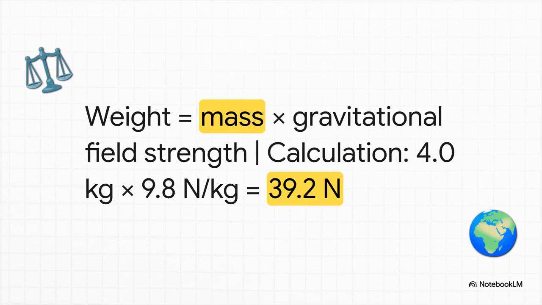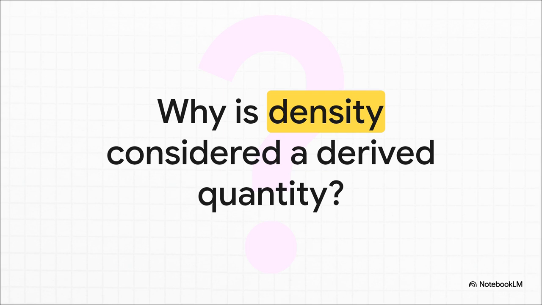Here's the deal. Weight is a force. It's the force of gravity pulling on an object's mass. The formula is really simple. Weight is just mass times the gravitational field strength, which we're told is 9.8 newtons per kilogram here on Earth. So we multiply our 4.0 kilograms by 9.8 newtons per kilogram, and we get 39.2 newtons. And notice the unit. It's newtons, the unit of force, not kilograms. That's the whole point.